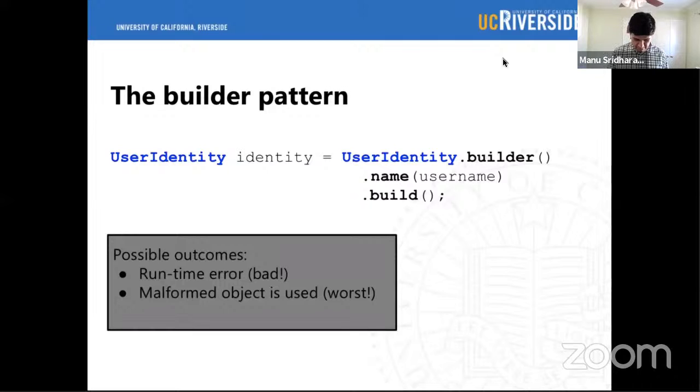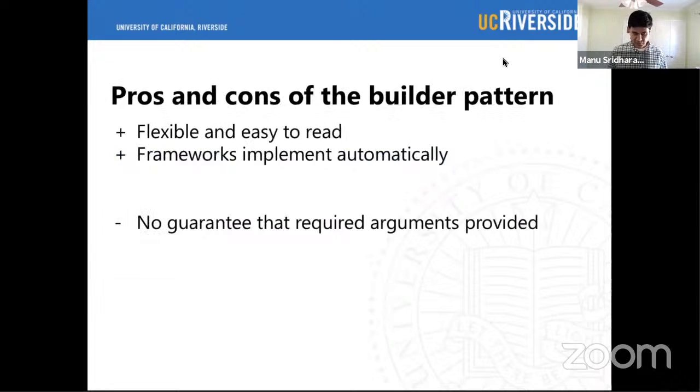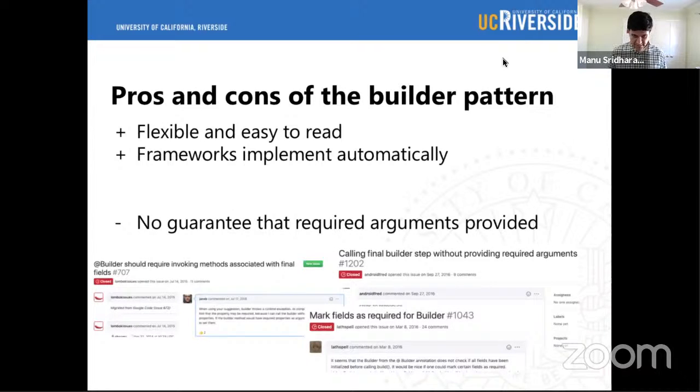So this is a big problem. Although we have flexible and easy to read code, we don't have any kind of guarantee that the required arguments are actually provided. And this is something that developers hit all the time.